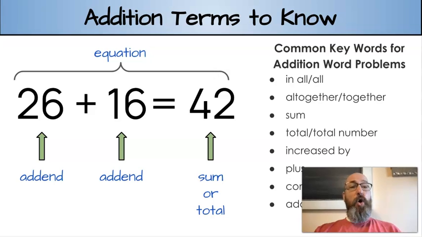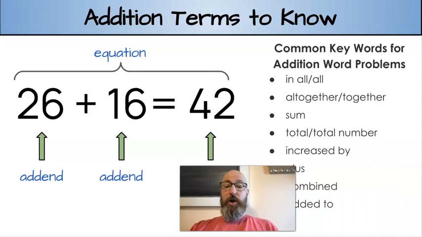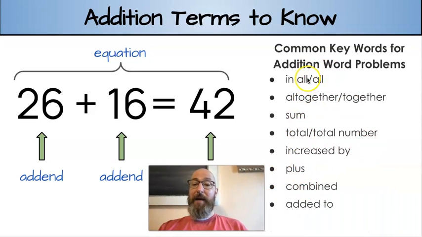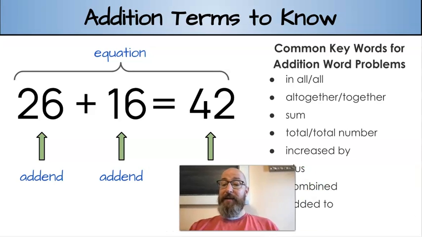Now, one of the steps in the cubes method is to look for the keywords. We have to box those, so we need to know what those keywords are. What I did here is I put a list of some of the most commonly used keywords. These are not all of them, but these are some of the ones that we find most frequently. So let's read through these together. We have in all, all together or together, sum, total or total number, increase by, plus, combine, added to. And those are the words most commonly used in addition word problems.